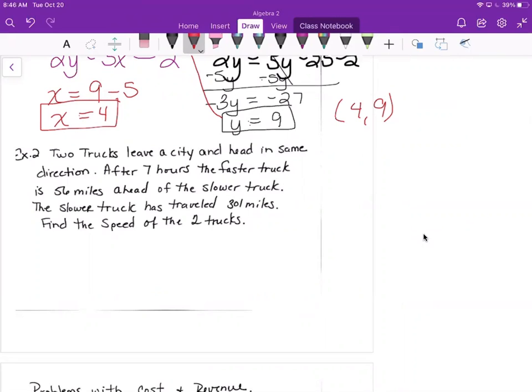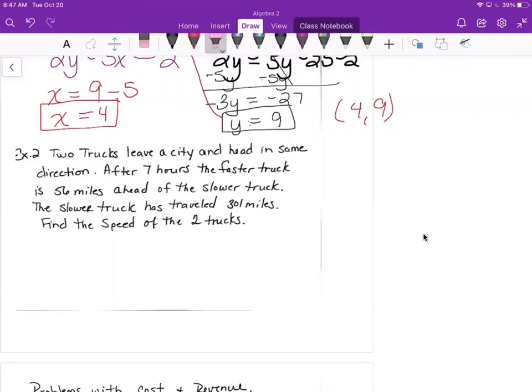Two trucks leave a city and head in the same direction. After 7 hours, the faster truck is 56 miles ahead of the slower truck. The slower truck has traveled 301 miles. Find the speed of the 2 trucks.